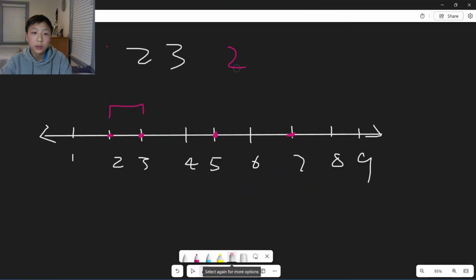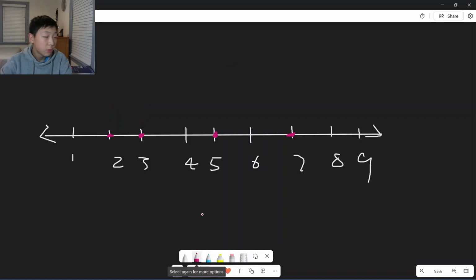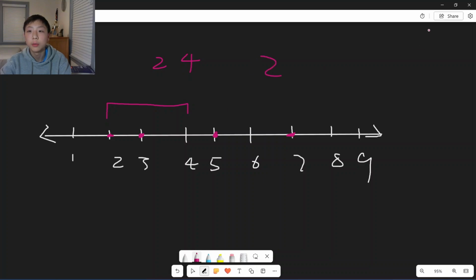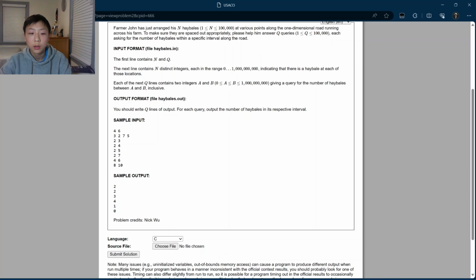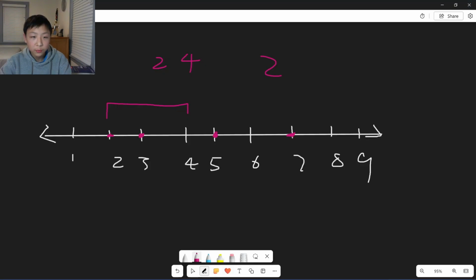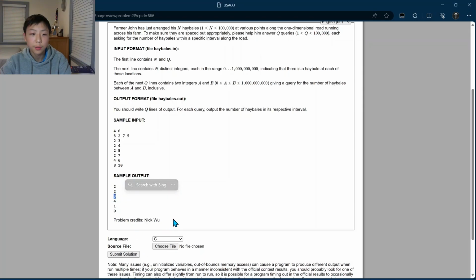Okay, so the second query is going to be 2, 4. If we look at the interval 2 to 4, we can see that we still have 2 hay bales in that interval. So our answer would also be 2. And as we can see, it's 2. And the third is going to be 2, 5. 2, 5 is going to have 3 hay bales. So our answer would be 3. Let's see, 3.